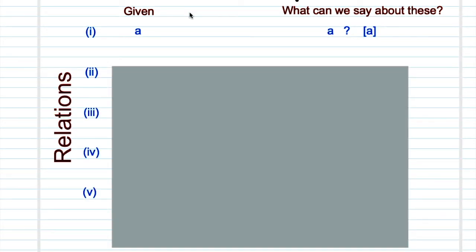If we are given a, what can we say about a and its greatest integer function? What's the relation between them? This follows from the definition of greatest integer function, that the greatest integer function of a is the greatest integer that is less than or equal to a. So what you are looking for is this sign.